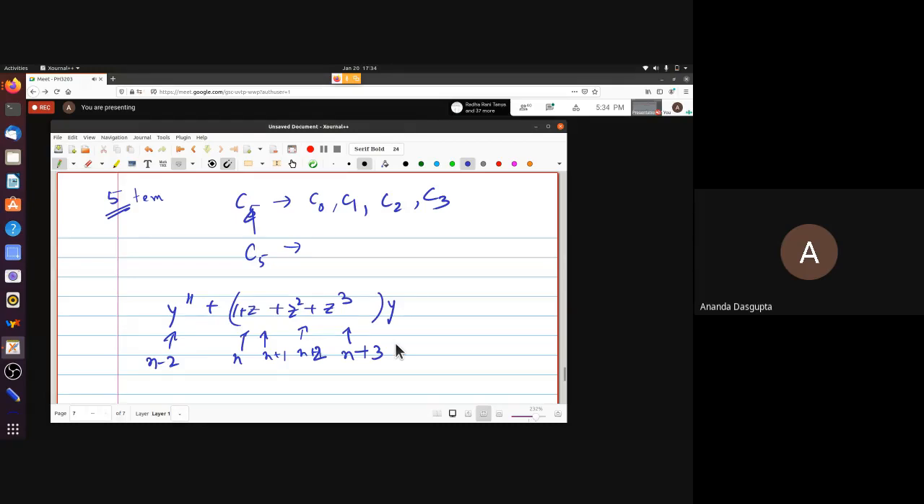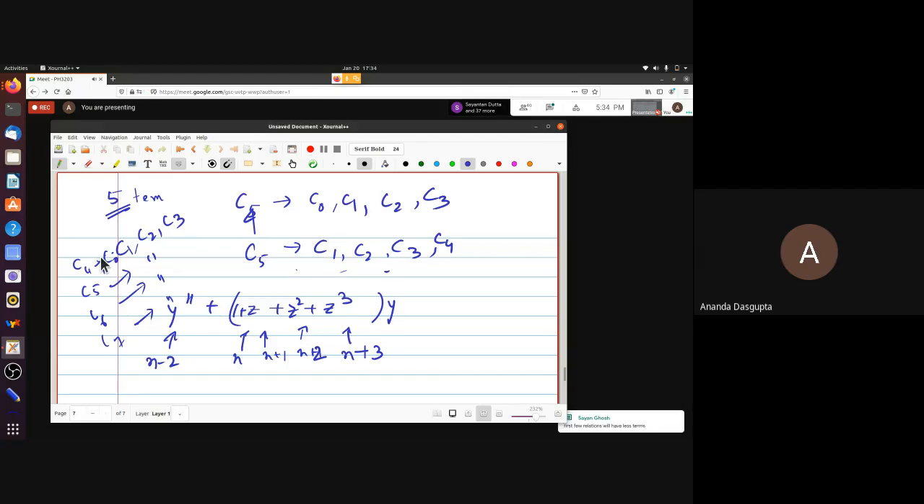The question I am asking you here is this. If you have a 5-term recursion relation like this one, you will get C4 in terms of C0, C1, C2, C3, C5 in terms of C1, C2, C3, C4, and so on. So it looks like you get C4, C5, C6, C7, all subsequent coefficients in terms of C1, C2, C3, and C0. All of them. Can you tell me why this should be a problem?